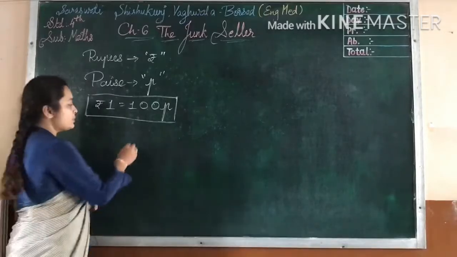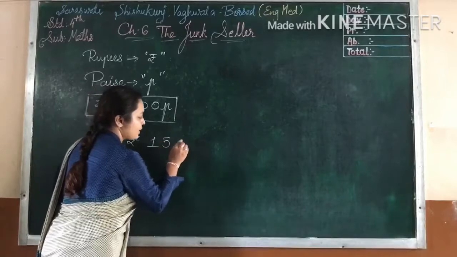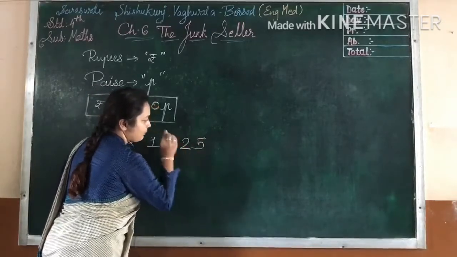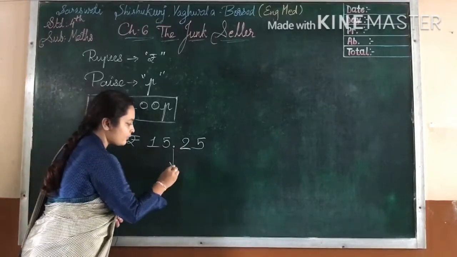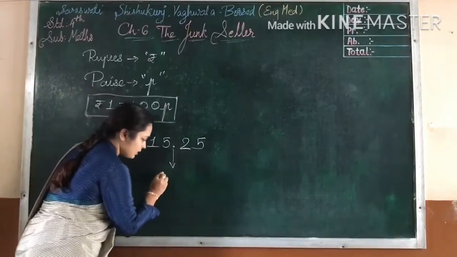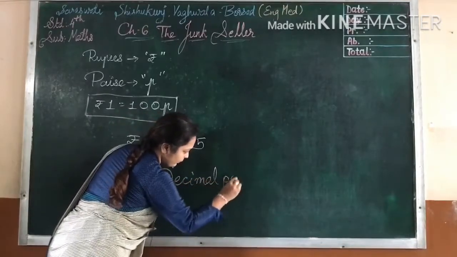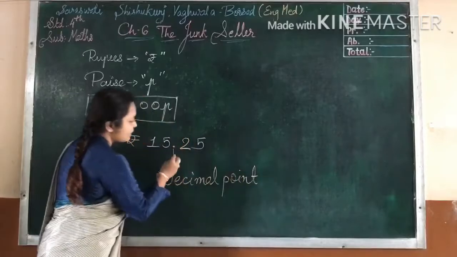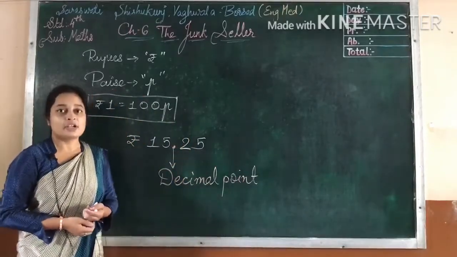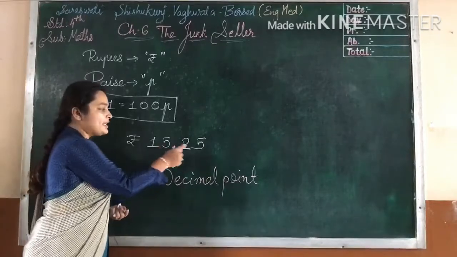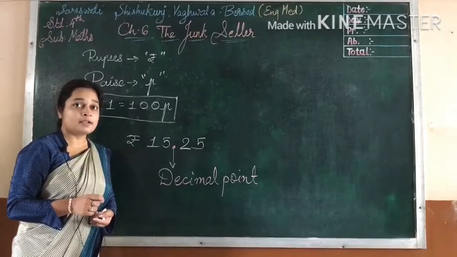Suppose I have written here a price, 15.25, right? But why did I keep the point here? This point is said to be the decimal point, which separates rupees and paisa. Okay, is all of this clear?